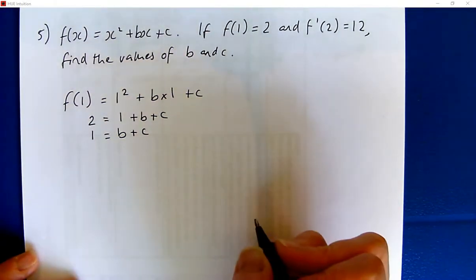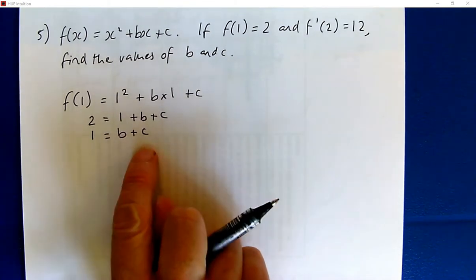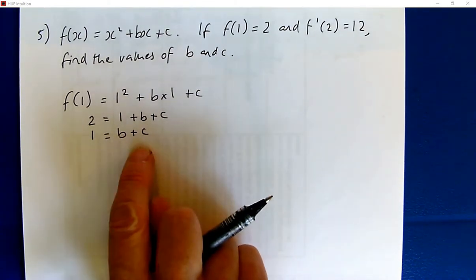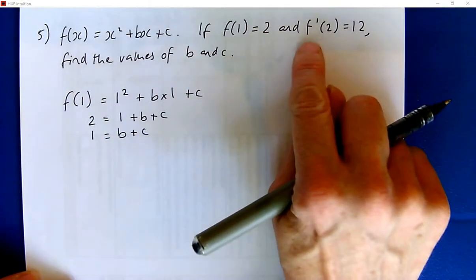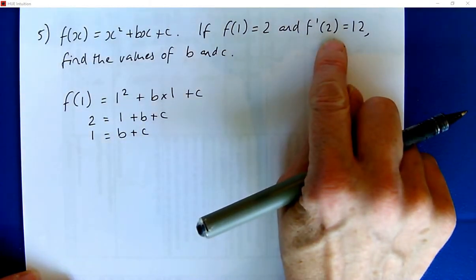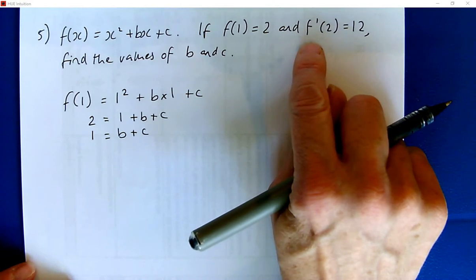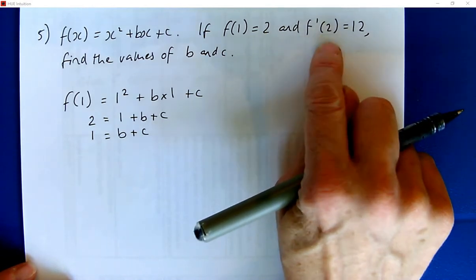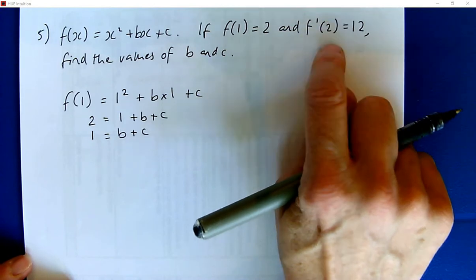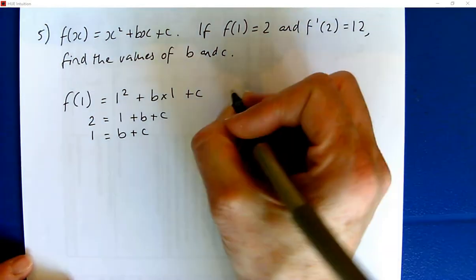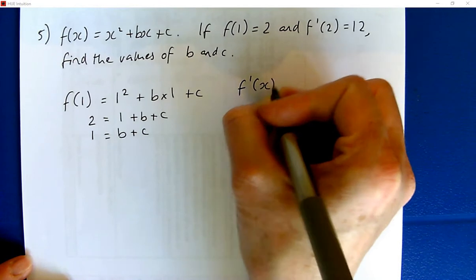Okay, so we have an equation. But there are two variables there, b and c, so we don't know what each of them are, and only one equation. Right, f dashed 2. So that means differentiated, okay, and then substitute in 2. So we always differentiate before we substitute in. So first of all, we differentiate f of x.